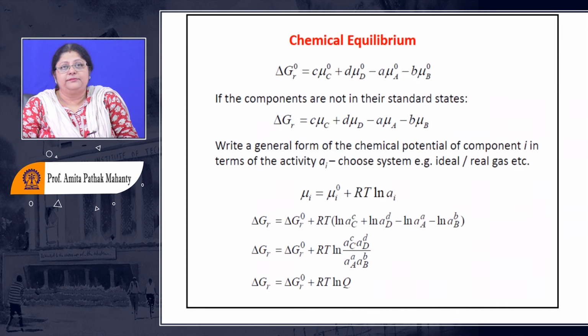Suppose the chemical potential is not given in the standard state. What do we do? We write down the chemical potential in terms of the activities. I can write down the chemical potential of the ith species as the chemical potential of the ith in the standard state plus RT ln. Instead of the pressure which we had taken, we now have to take activity. And again, we can rewrite the whole thing the same way.